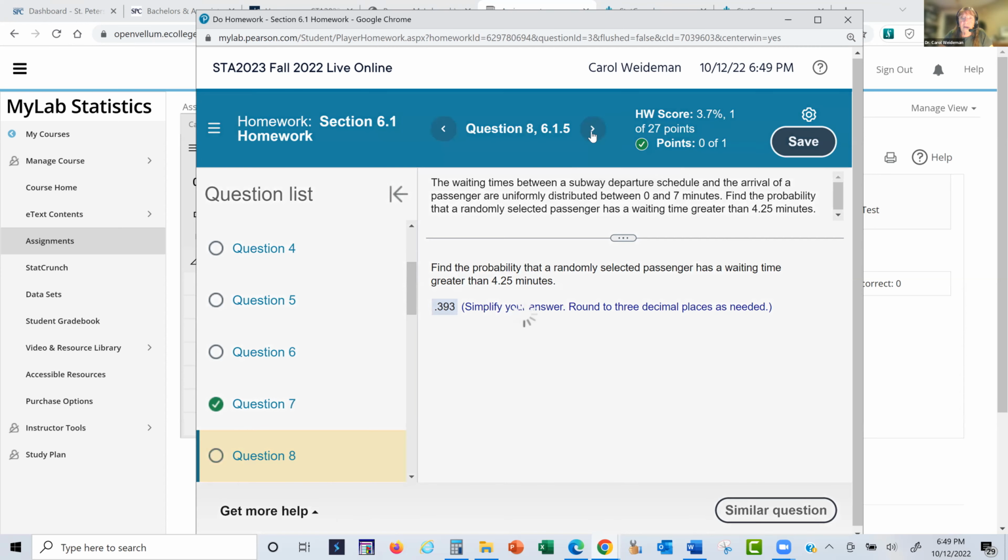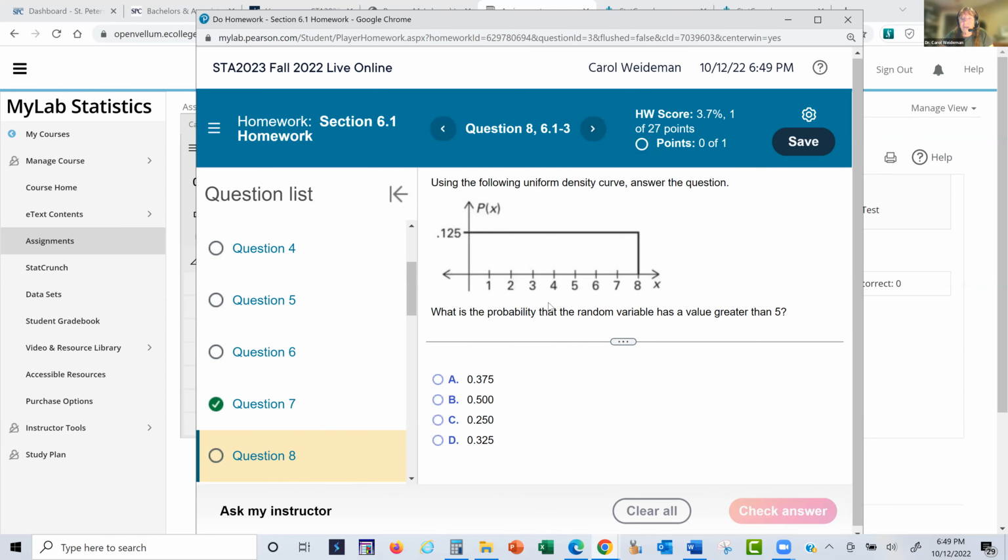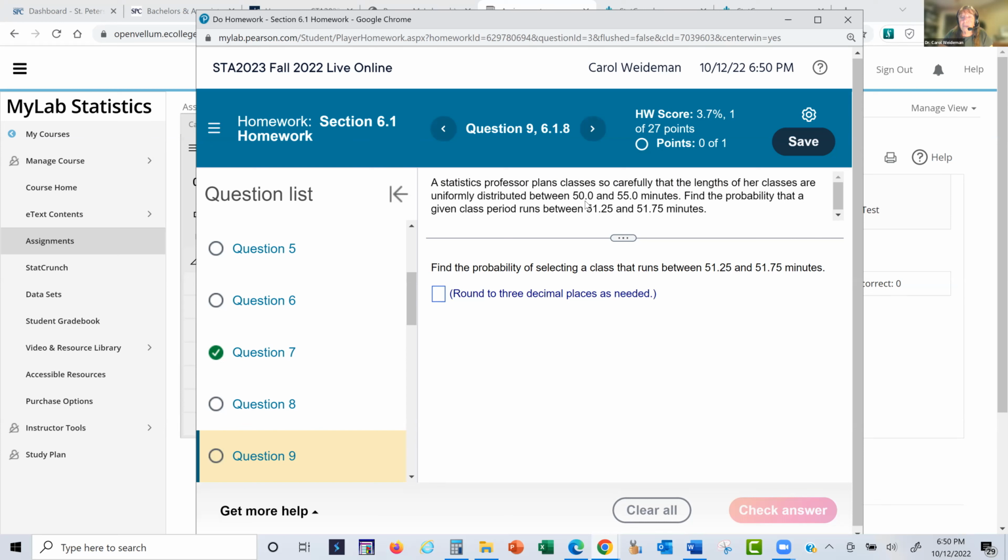That's the departure times. Here's one with a graph. They already show you the graph here, and actually show you the height. Look at that. They gave you that part of it. And then there's one here about a statistics professor where the lengths of her classes are uniformly distributed between 50 and 55 minutes. So that distance there is 5. So the height of the rectangle will be 1/5. And then you want to find the probability the class runs between 51.25 and 51.75. So find that distance and divide by 5.